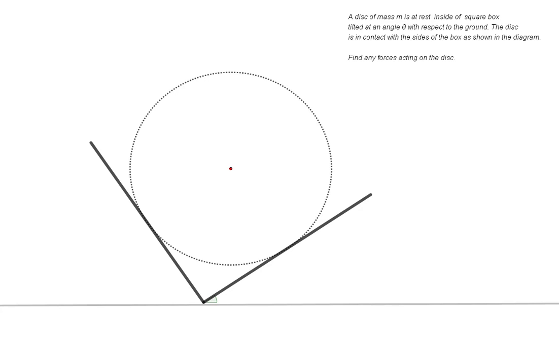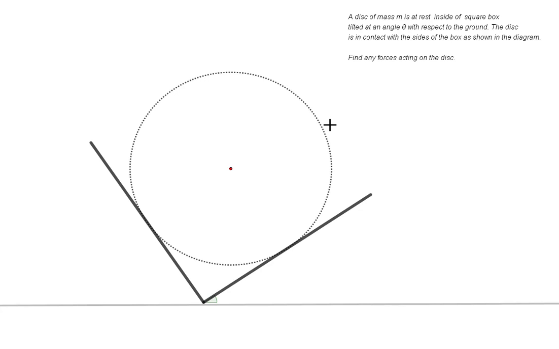A disk of mass m is at rest inside of a square box tilted at an angle theta with respect to the ground. The disk is in contact with two sides of the box as shown in the diagram. Find any forces acting on the disk. So, in this question we're dealing with a static case. These two thick black lines are our square box. This is obviously the disk. And here's the angle theta. And we want to know any forces acting on this disk.